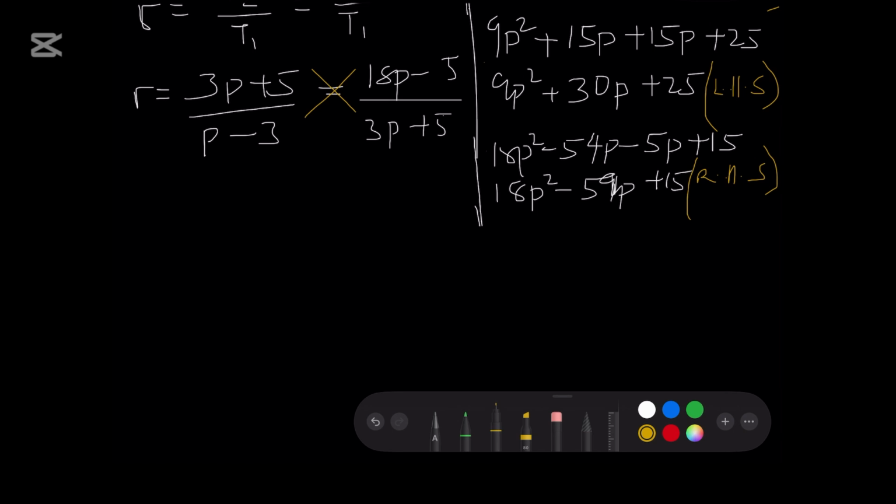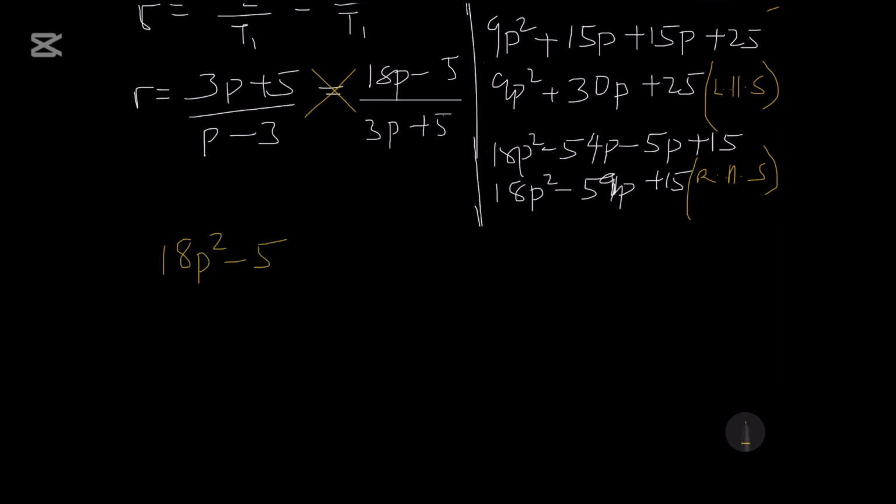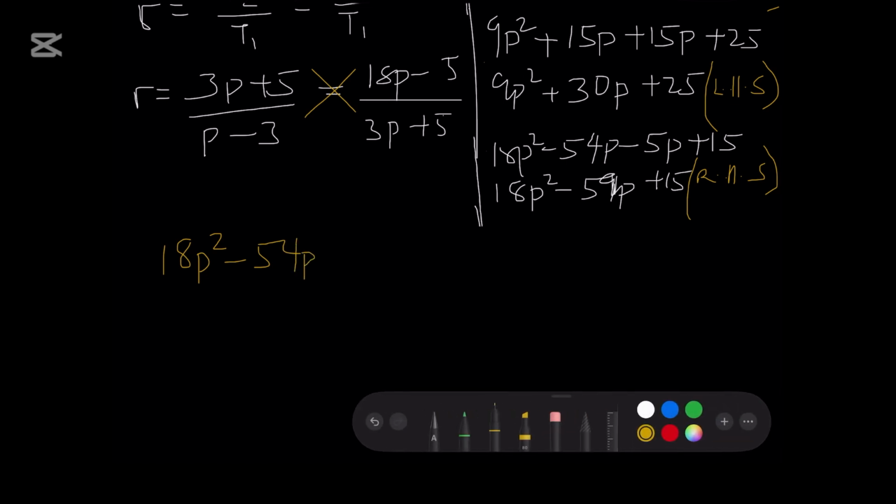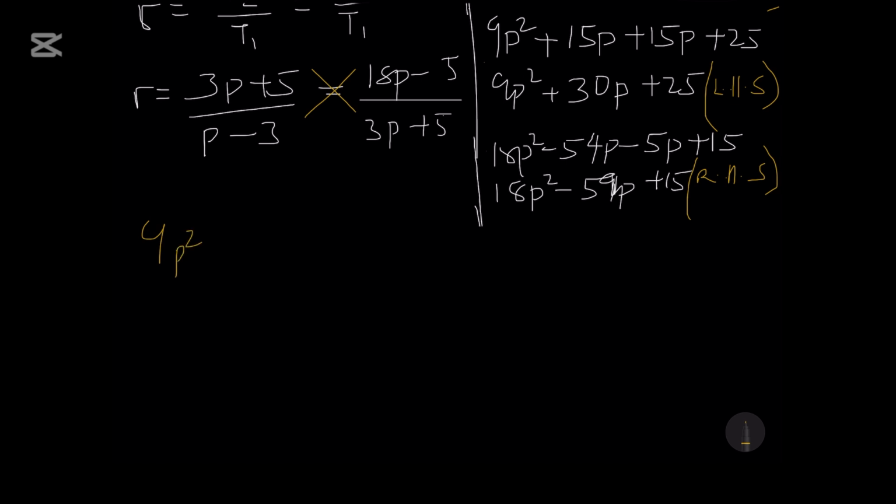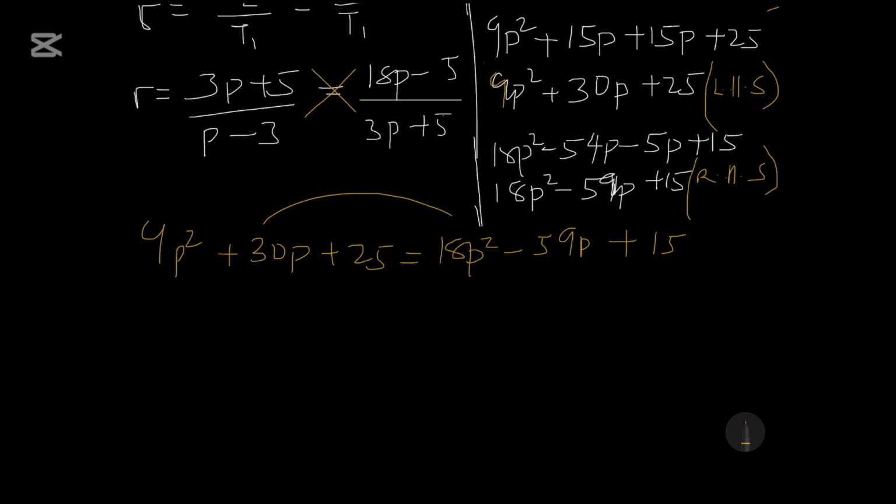So bringing the two together, for the left hand side, we have 9p square plus 30p plus 25 is equals to 18p square minus 59p plus 15. So simplifying this, just like collecting like terms, do we get it now? So it's just like collecting like terms. So we are going to be having, let's bring this to the other side. So I'm moving everything on the left hand side to the right hand side. So we are going to be having everything left to be 0.